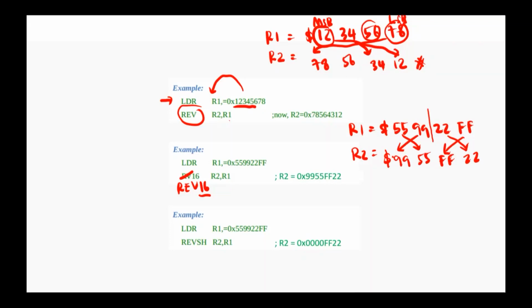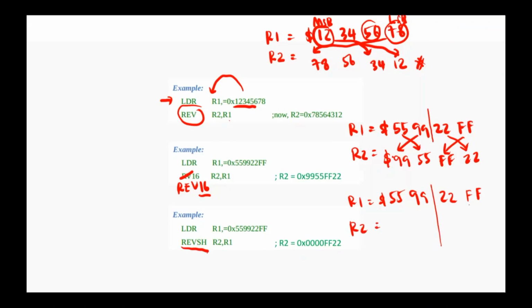Then we have another example. LDR R1, 0x559922FF. Again, R1 will have this value, 559922FF. Now REVSH means that you're going to reverse the lower half word. You reverse the order of the bytes, and after that, for the top half word you will extend the sign value. Right? So divided by 2. So this is your R2.